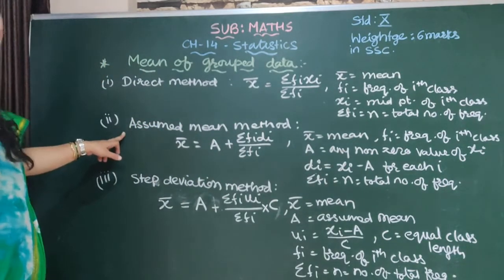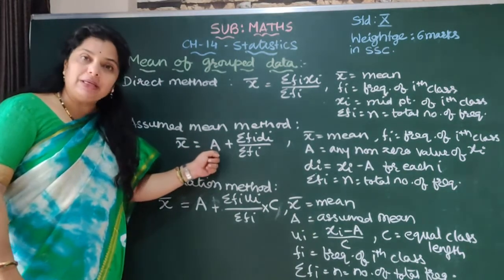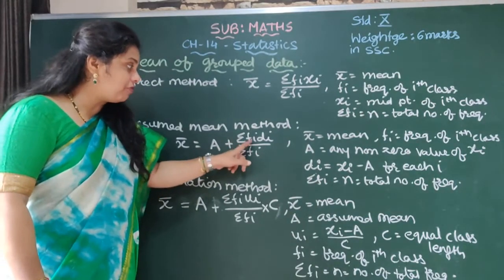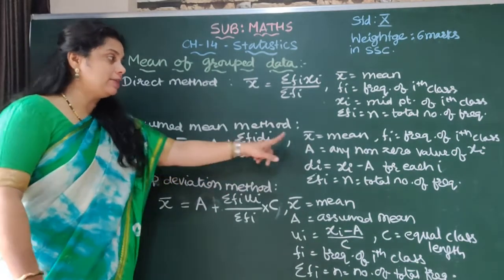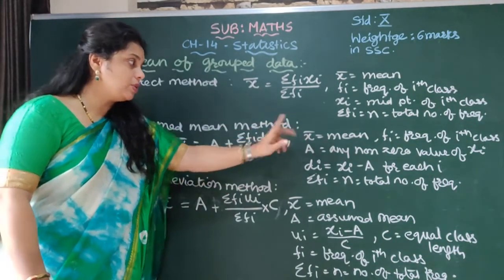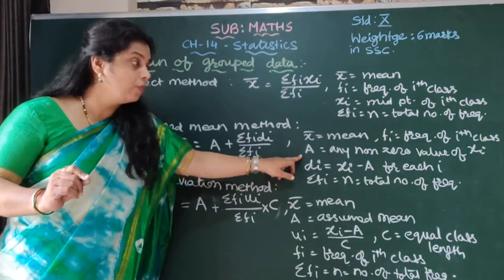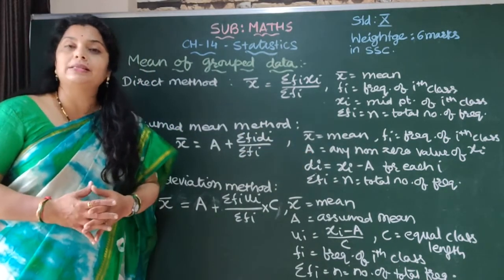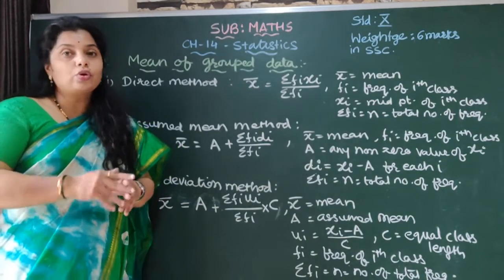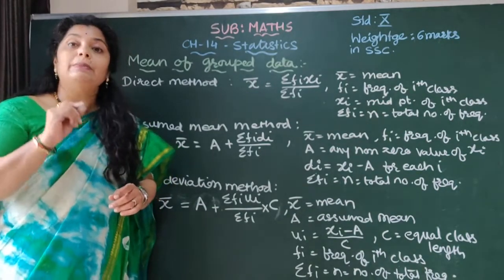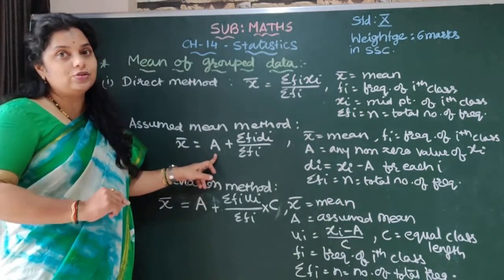Now come to the assume mean method. Here x bar is equal to capital A plus sigma fi di upon sigma fi. As you know, x bar is a mean, fi is a frequency of each class, A is any non-zero number or value of xi. Xi means a midpoint of a class. Okay, so any non-zero value you can pick as a capital A. That capital A we called as assume mean.